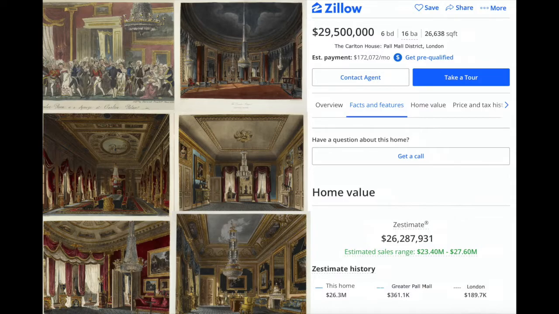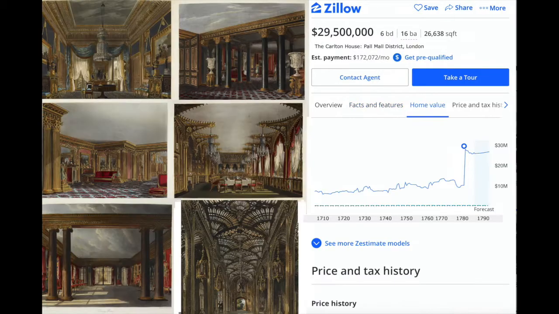The following photos are from Henry Holland's renovation, courtesy of William Henry Pine. Allow her to give you a look around.